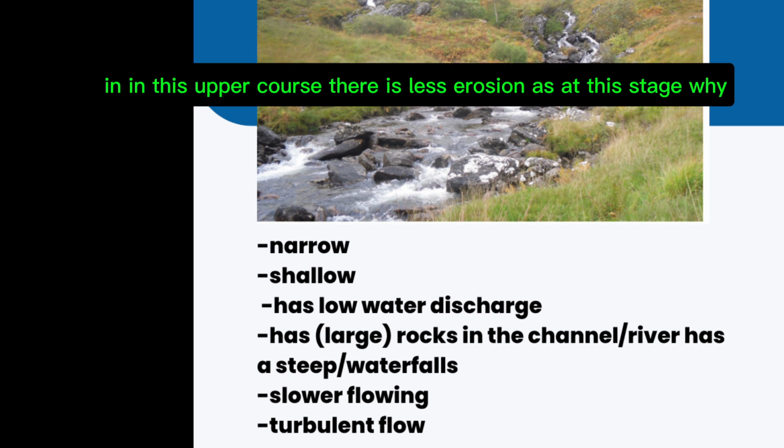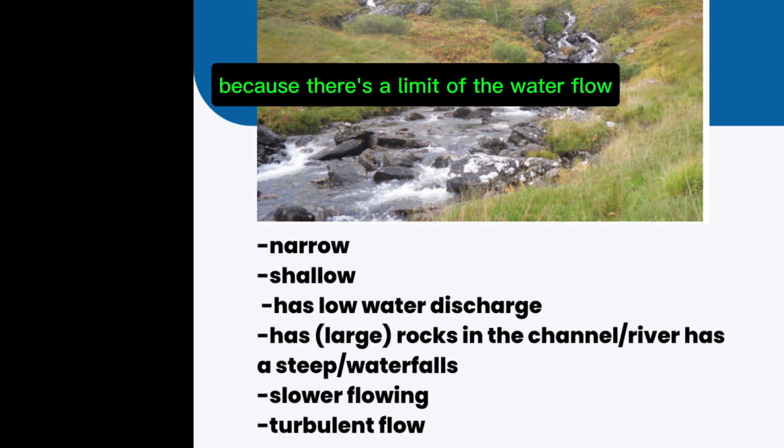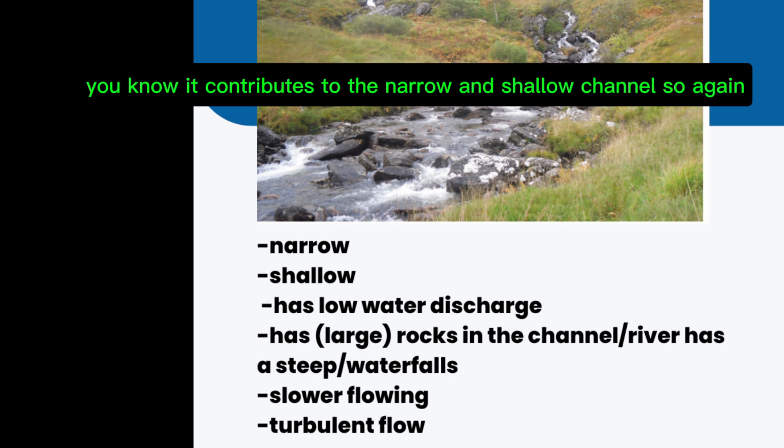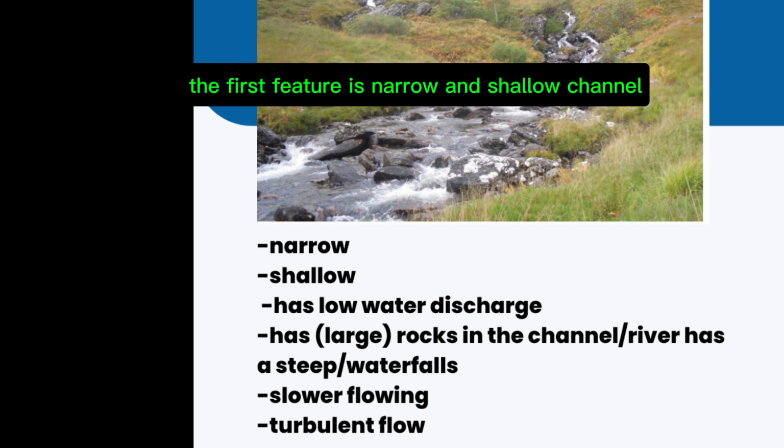Again, in this upper course, there is less erosion at this stage. Why? Because there's a limit to the water flow. That contributes to the narrow and shallow channel. So again, the first feature is the narrow and shallow channel.